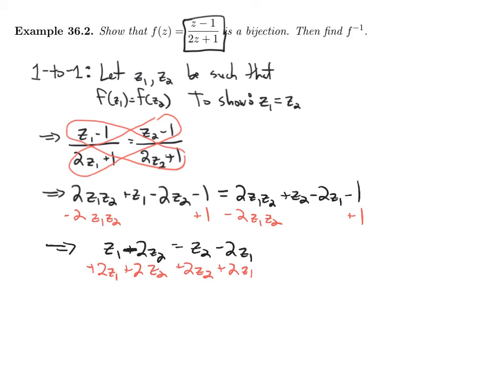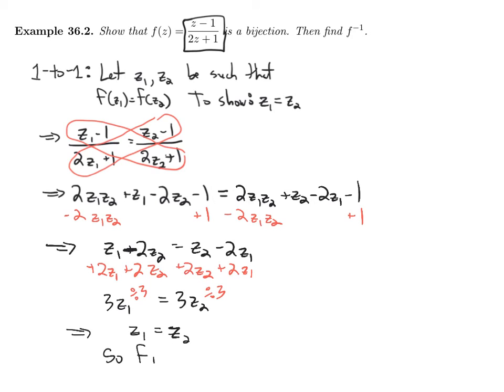So we get that this is 3z1 minus 2z2 plus 2z2 is 0. That's fine, that's why we added 2z2 to both sides. z2 plus 2z2 is 3z2, and minus 2z1 plus 2z1 is 0. Of course it is. So we have 3z1 equals 3z2, divide both sides by 3, and we've shown that z1 does indeed equal z2.